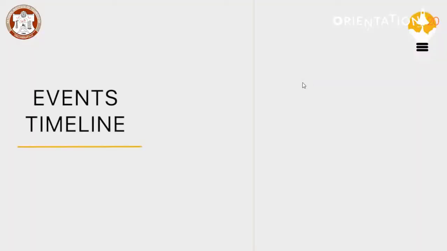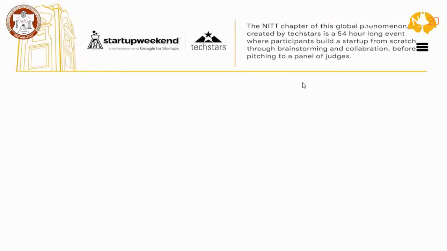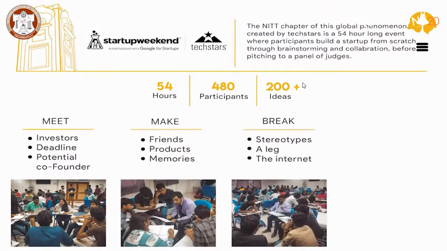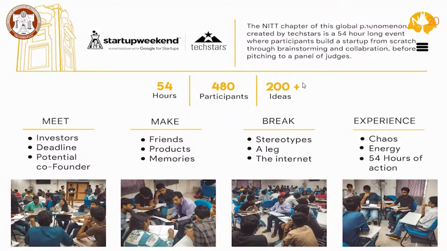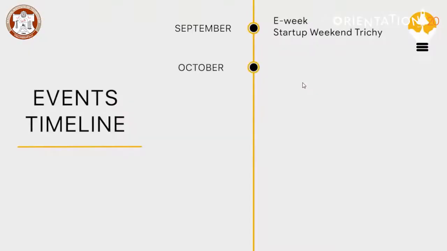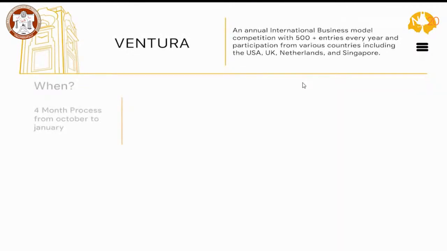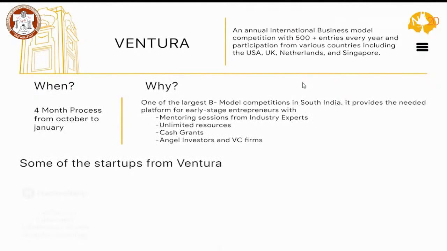Events timeline. E-Week, Startup Weekend Trichy. The NITT chapter of this global phenomenon, created by Techstars, is a 54-hour-long event where participants build a startup from scratch through brainstorming and collaboration, before pitching to a panel of judges. Ventura, Breakthrough. An annual international business model competition with 500-plus entries every year and participation from various countries including the USA, UK, Netherlands, and Singapore.